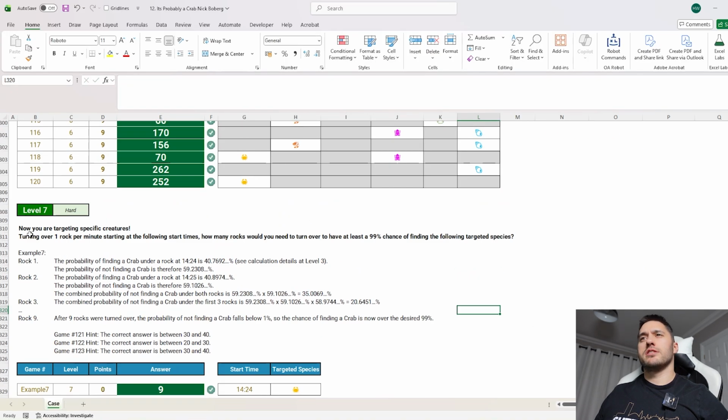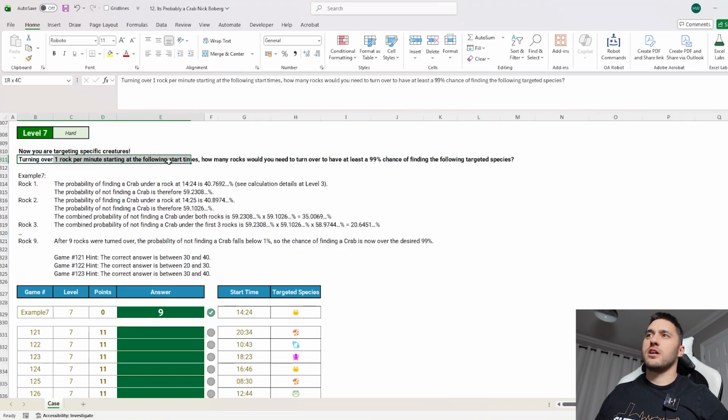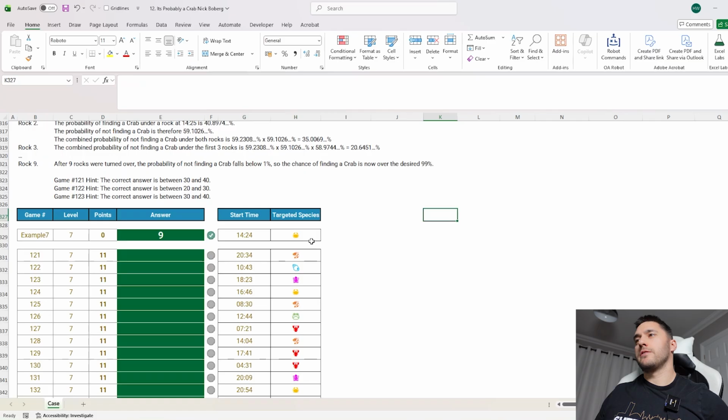Okay, question 7 is a little bit different, not necessarily any harder, so I'll build it from scratch. It's asking us to turn over 1 rock per minute, starting at the following times. How many rocks would you need to turn over to have a 99% chance of finding the animal? The way we'll do this one is we'll build a sequence of all minutes from the start time, and we'll track the probability of finding the animal. So let's quickly build that.